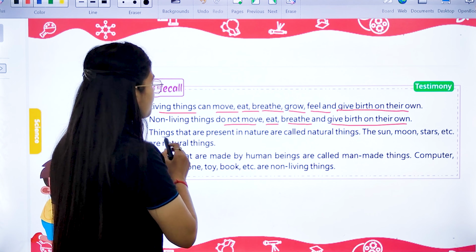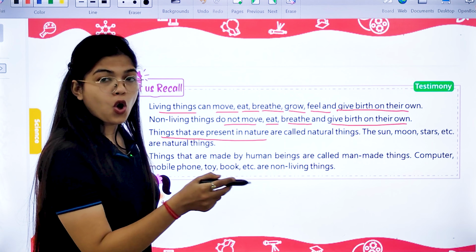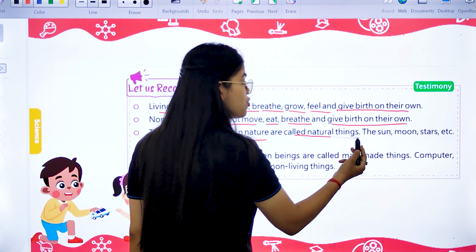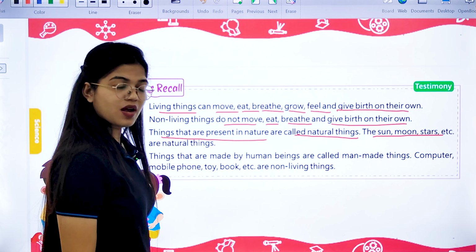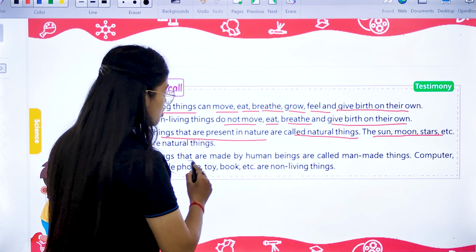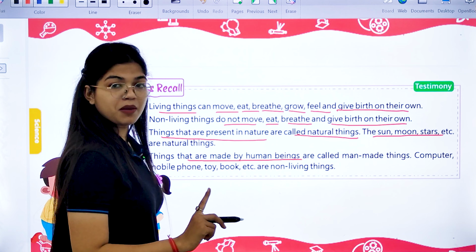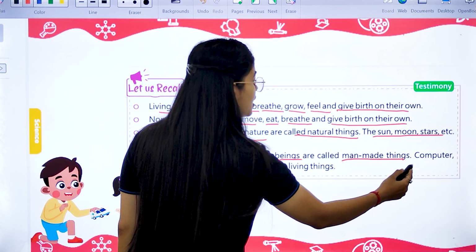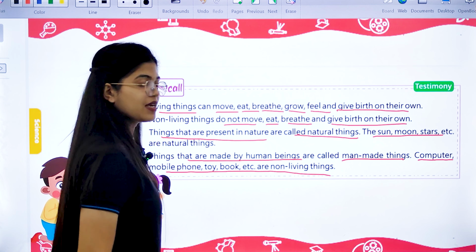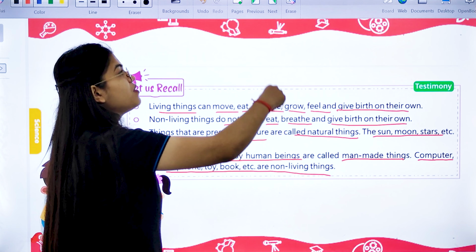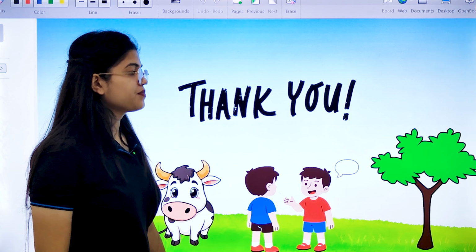Then the things which are present in nature on their own are natural things. Example: sun, moon, stars, etc. But the things which are made by human beings are man-made things. Example: computer, mobile phone, toy, book, etc. This we have learned in this chapter.